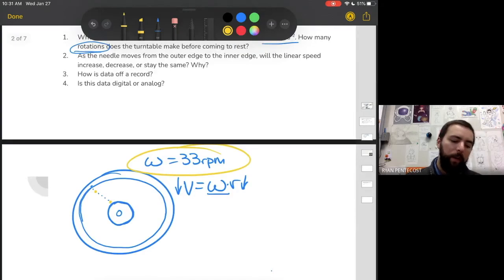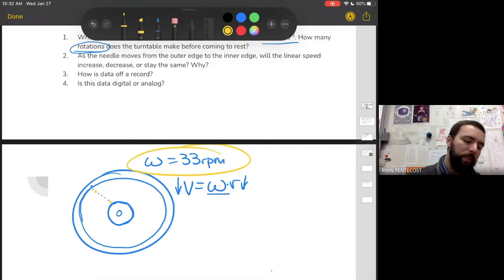Now, number 3 asks, how is data read off a record? That's a typo in the question. So data is read off a record with the grooves in the vinyl. As the needle vibrates back and forth, up and down as it moves through those grooves, it causes vibrations, and those vibrations are read as an audio wave, and they are given to us by the record player. We interpret that vibration as audio, and that's how the LP works. LPs use a physical groove that is read through motion, and then that motion generates an audio wave.